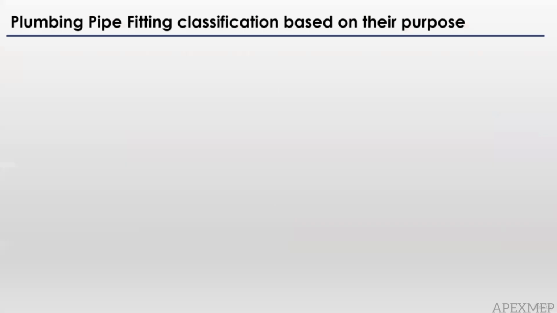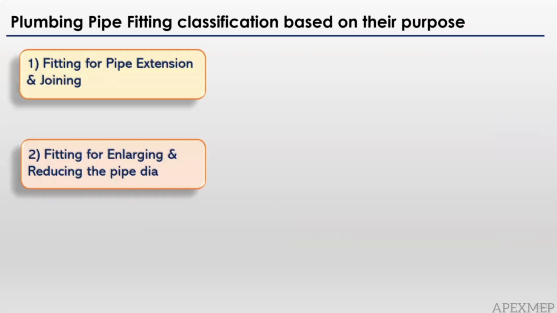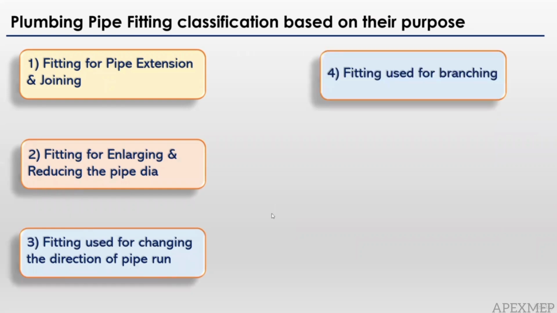Plumbing pipe fitting classification based on their purpose. Fitting for pipe extension and joining. Fitting for enlarging and reducing the pipe diameter. Fitting used for changing the direction of pipe run.